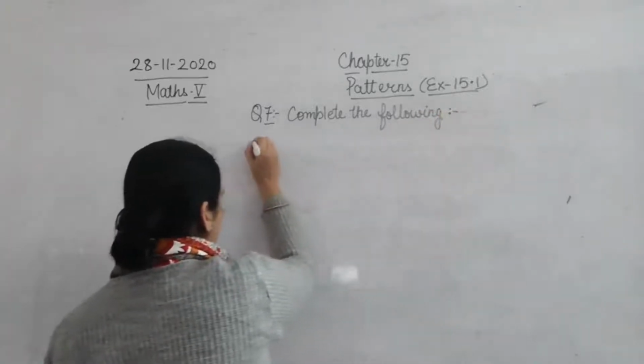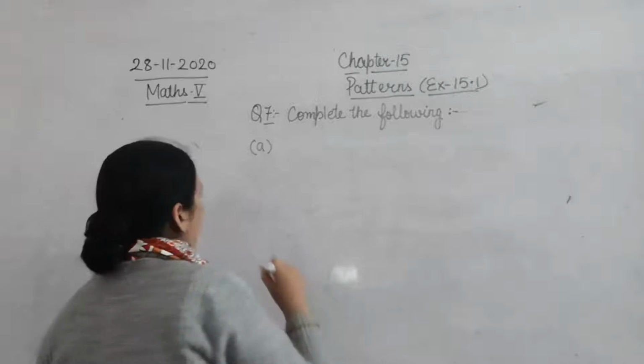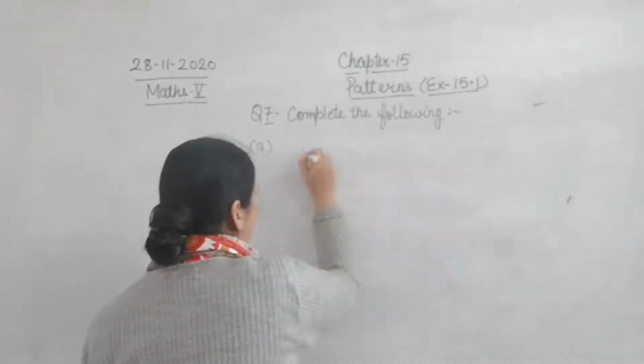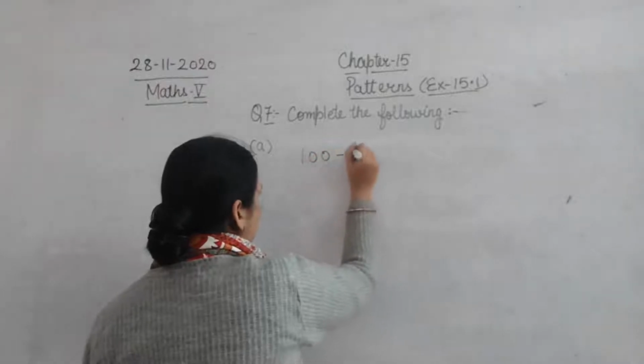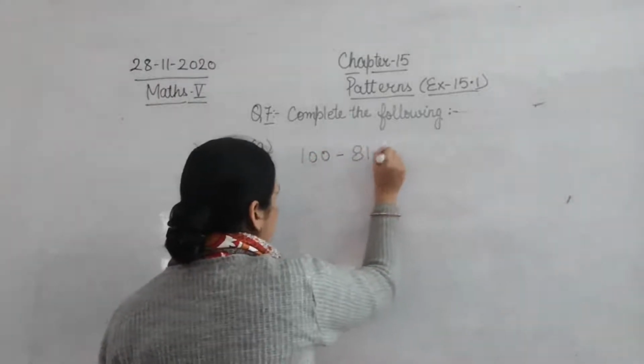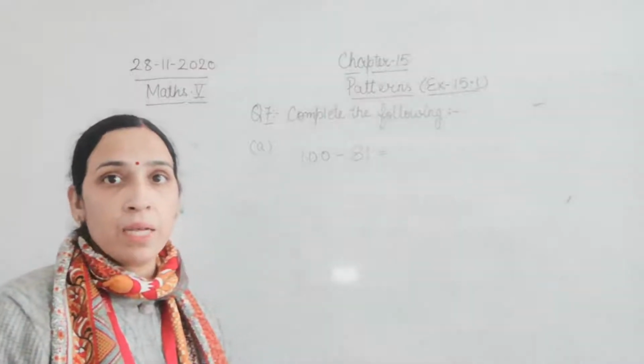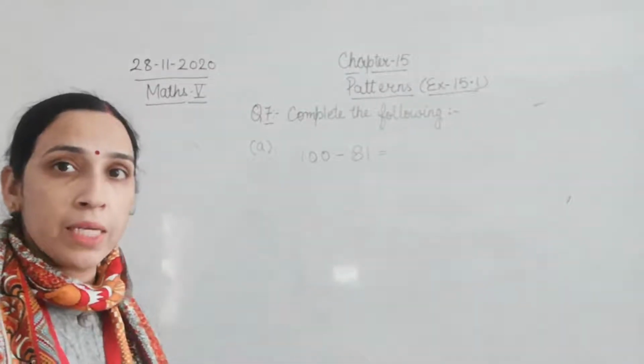Complete the following. A part. What is that A part? A part is 100 minus 81. 100 minus 81 will be equal to 19.